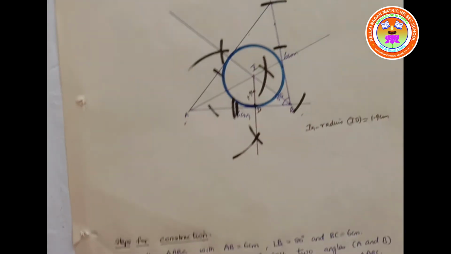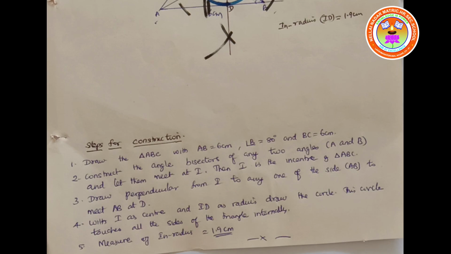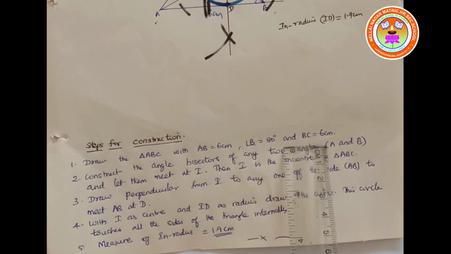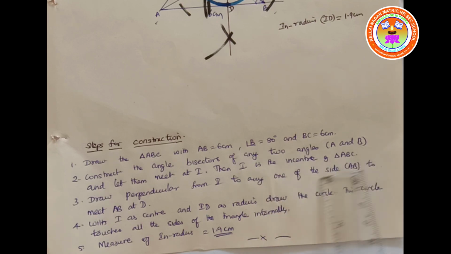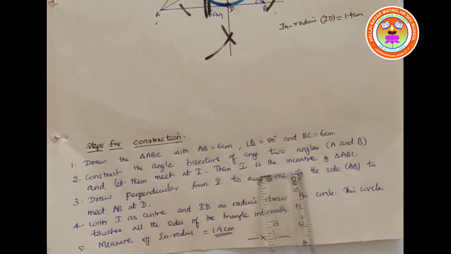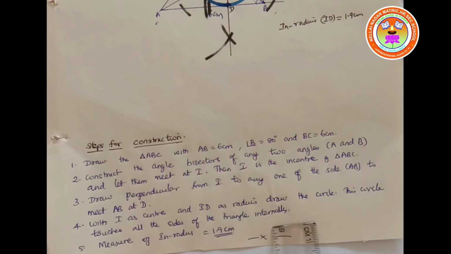Now steps for construction. First step, draw the triangle ABC with AB equal to 6 centimeter, angle B equal to 80 degree and BC equal to 6 centimeter. Construct the angle bisector of any two angles A and B and let them meet at I. Then I is the incenter of triangle ABC. Draw the perpendicular from I to any one of the sides AB to meet AB at D. With I as center and ID as radius, draw the circle. This circle touches all the sides of the triangle internally. Measure of inradius is equal to 1.9 centimeter. It's clear, children?